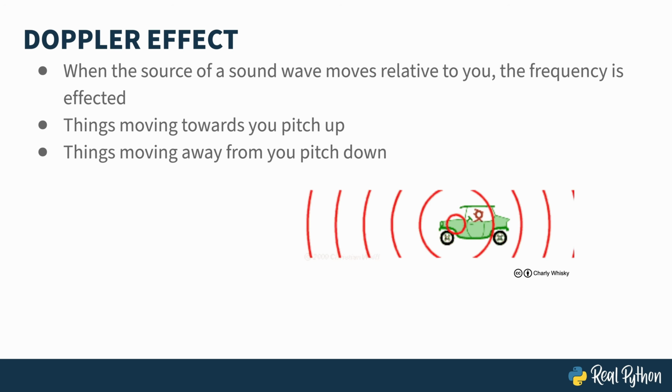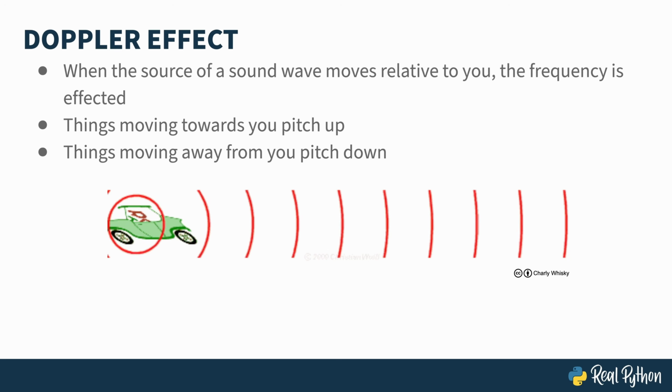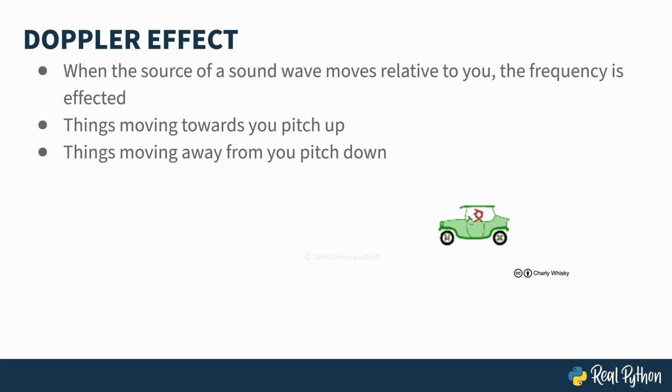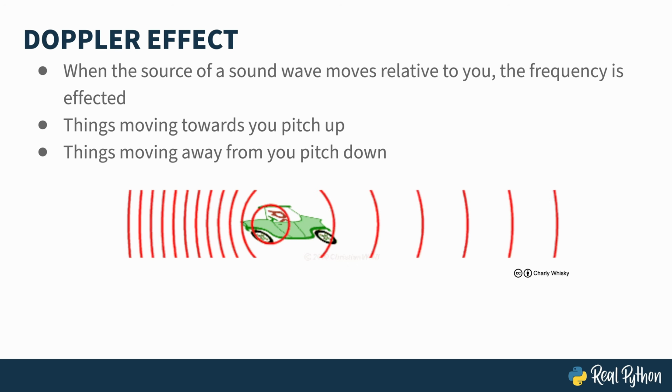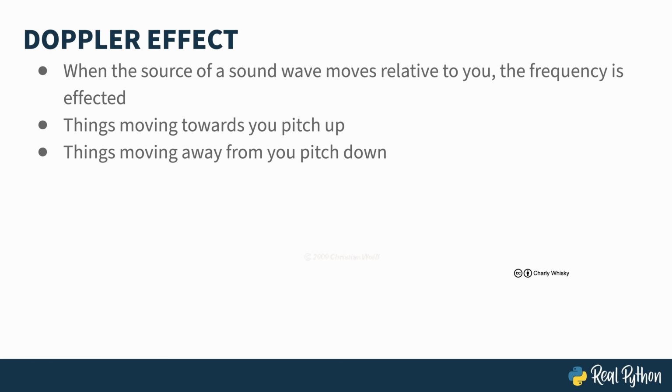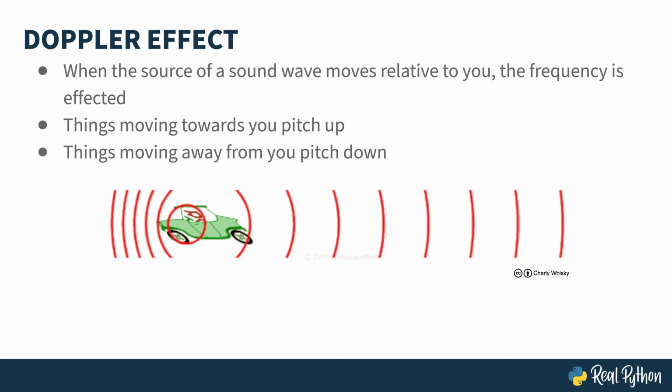This funky little animation, borrowed from Wikipedia, demonstrates how the sound waves get affected. As the car moves towards you, the sound waves get compressed, making their frequency go up. As the car moves away from you, the sound waves get elongated, making the pitch go down. This is known as the Doppler effect, or Doppler shifting.